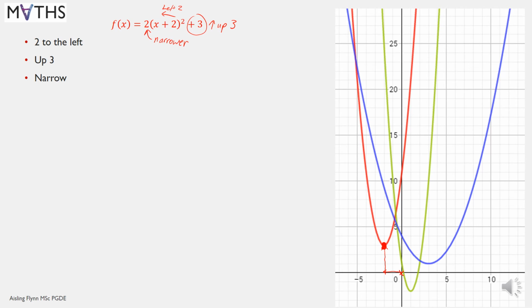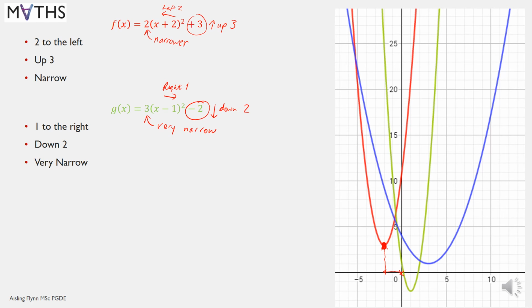Okay, the next one is g of x. It has minus 1 in the bracket, so that's right 1. My constant is minus 2, so down 2. And it's multiplied by 3, so let's call that very narrow. So let's check that on our graph. I think I have those 3 things listed there. So if we go right 1 from 0, 0, and down 2, I get to my vertex, and the green function is very narrow compared to the others.